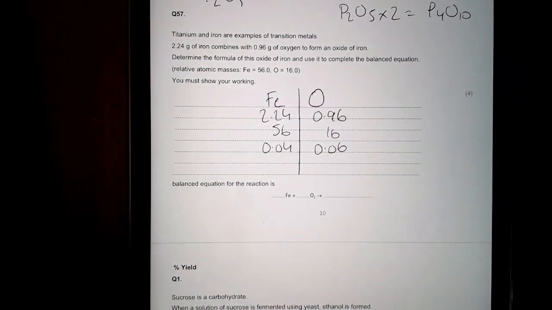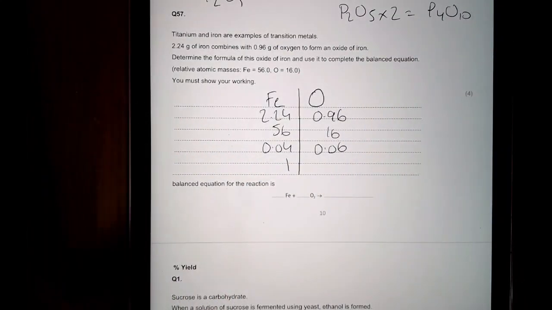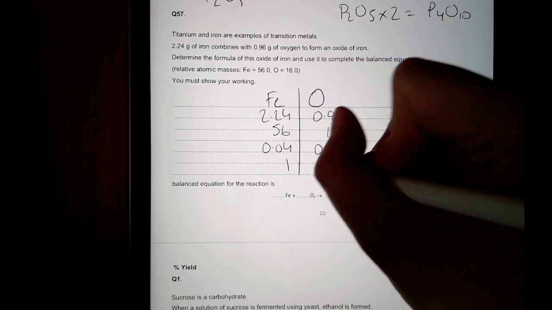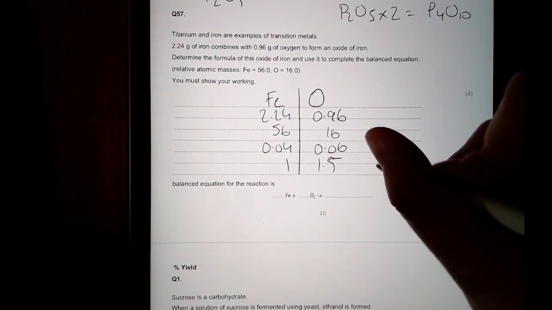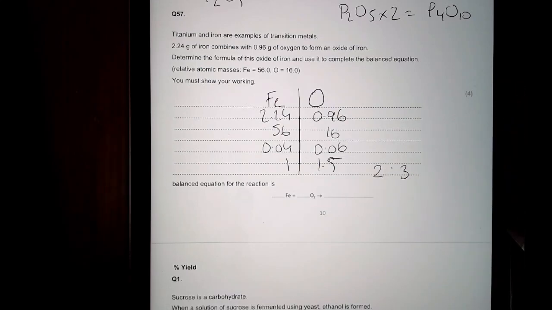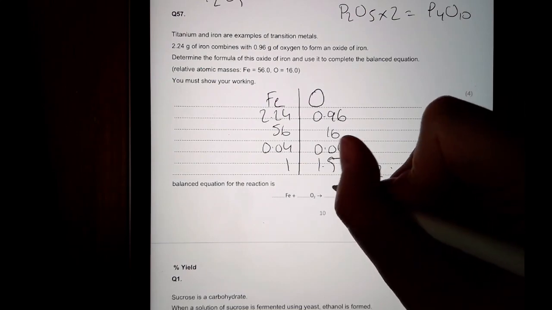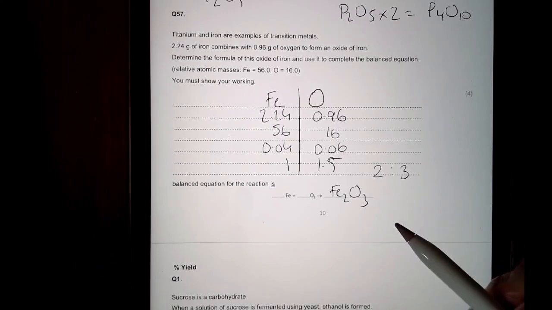So again, smallest of the 2 numbers is 0.04. So I divide across by 0.04. And again, I get an answer here of 1.5. To get rid of a half, I need to multiply by 2. So I get a ratio of 2 to 3. That means the formula for iron oxide is Fe2O3, and they ask you to use that to finish off this balanced equation. So you now know what the formula of iron oxide is.